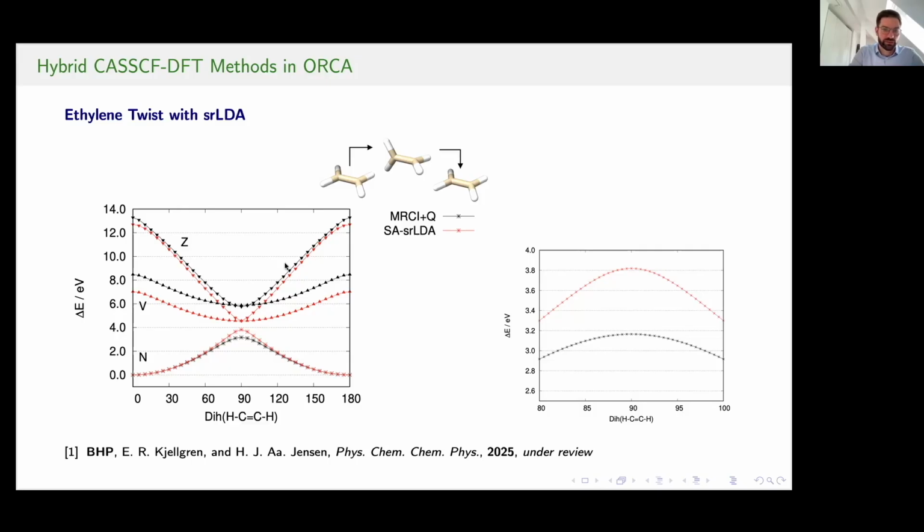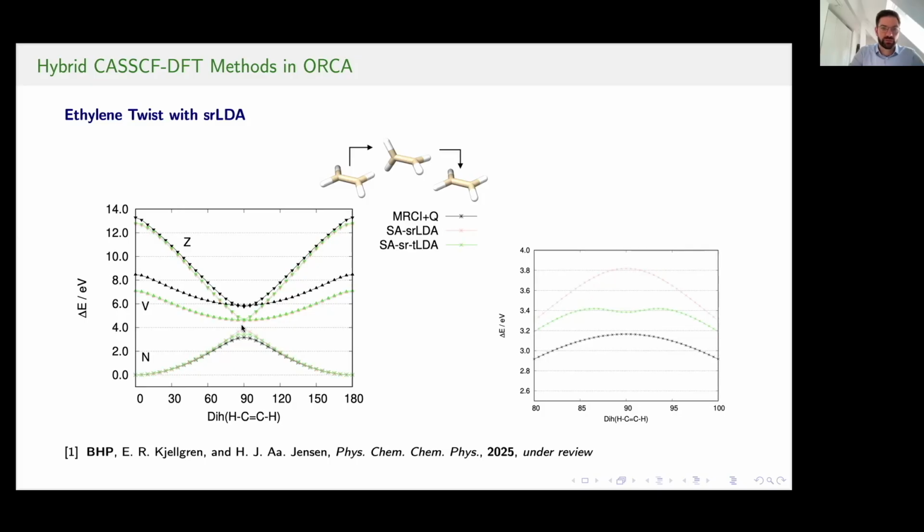As you can see here on the left, the short-range LDA agrees qualitatively with the MRCI curve. However, there are larger deviations, and unfortunately also the difference at 90 degrees is fairly large for the ground state, but also for the two excited states. If we now use the on-top pair density for the final energy evaluation, which is then termed short-range tLDA, we see that the curves for the excited states don't show any improvement. However, the ground state gets a little bit better and we are closer to the MRCI curve.